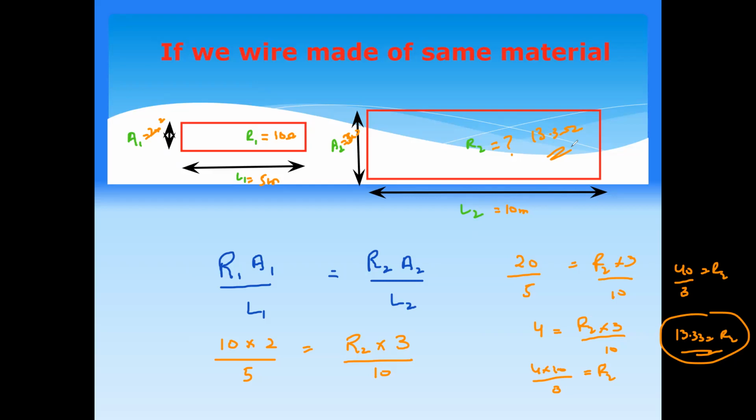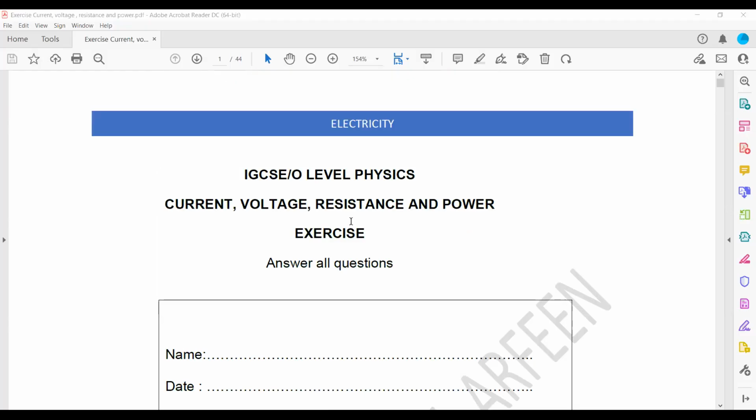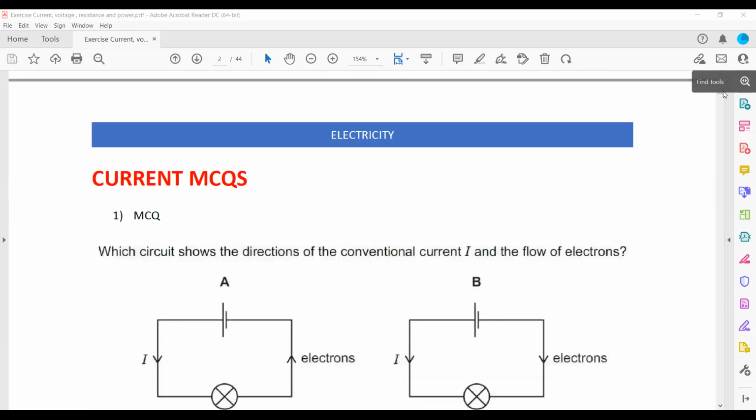Is it clear? This formula shows how we can relate the area and length of two wires which are made up of the same material. Any doubt till this point? Now we'll do some questions related to the resistance.